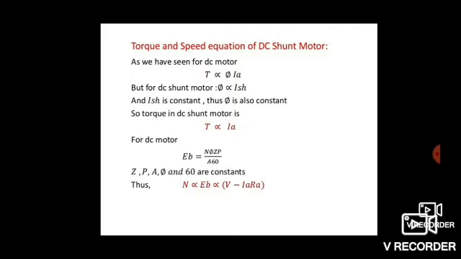For DC motor, EB equals P phi NZ divided by 60A. Z, P, A, phi and 60 are constant. Therefore, N is proportional to EB, that is proportional to V minus Ia RA for the DC shunt motor. First equation is torque proportional to Ia, and speed N proportional to EB, that is proportional to V minus Ia RA.